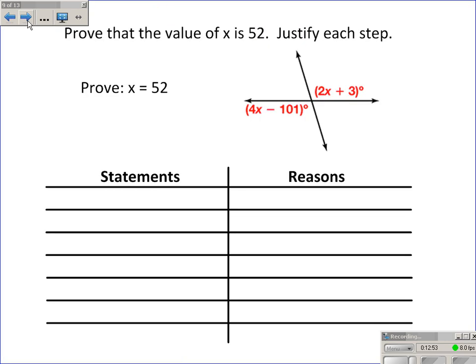All right, prove that the value of x is 52. Justify each step. Now we're not given a given statement in this theorem, but we can find one from the picture that we're given. So our very first statement will be, well, if you look at the picture, all we really have to work with is that we have some vertical angles. And by the Vertical Angles Theorem, these two angles are congruent. So 4x minus 101 is equal to 2x plus 3. And the reason is the Vertical Angles Theorem.